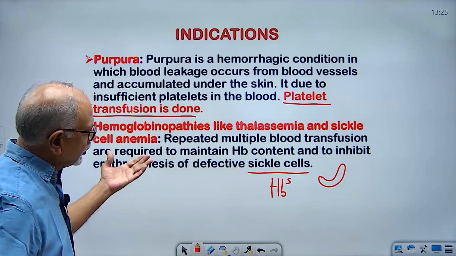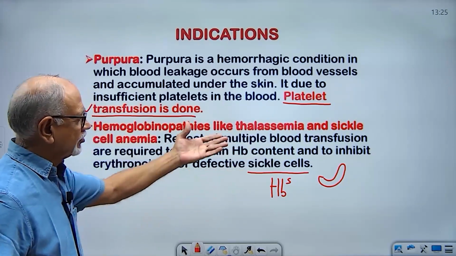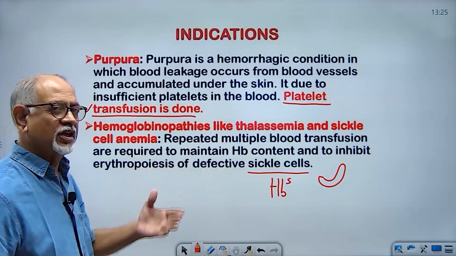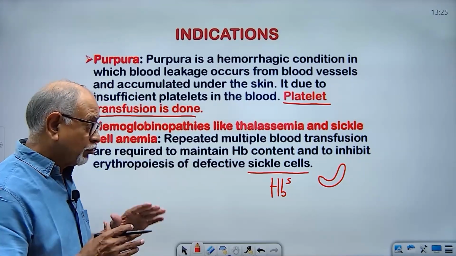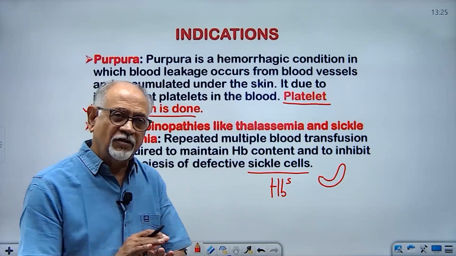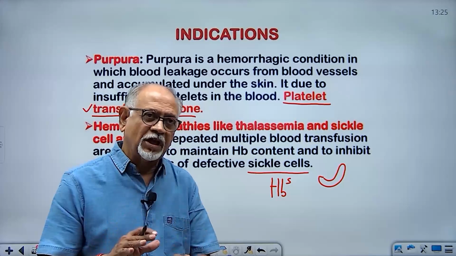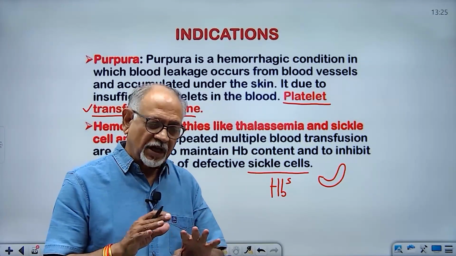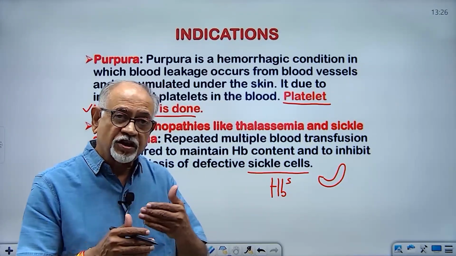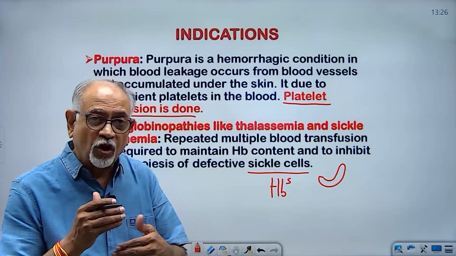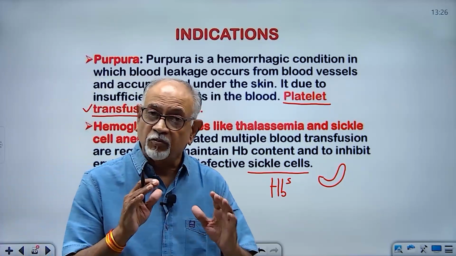So, repeated transfusion of blood in case of thalassemia and in case of sickle cell anemia is given so that the oxygen level in the blood is maintained and the production of RBCs is not stimulated in the bone marrow.